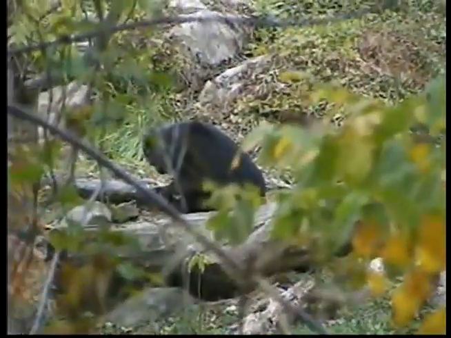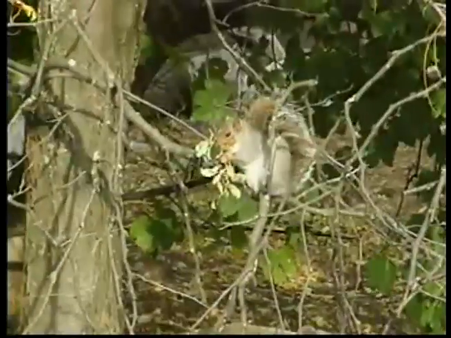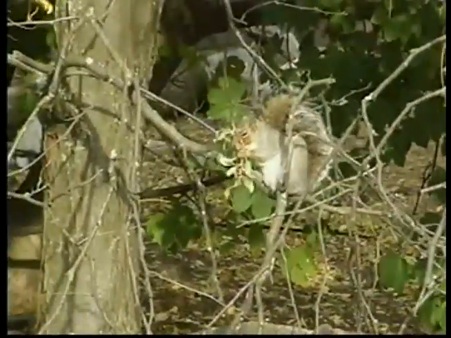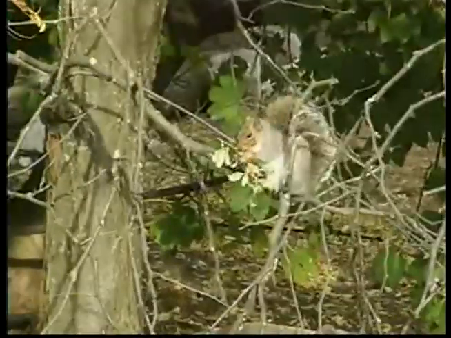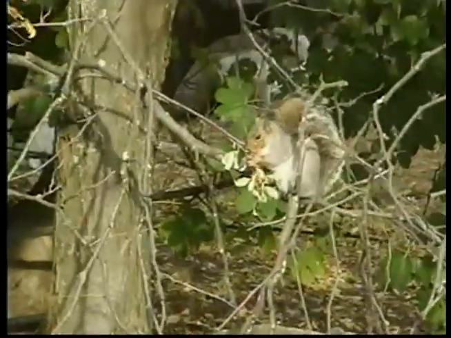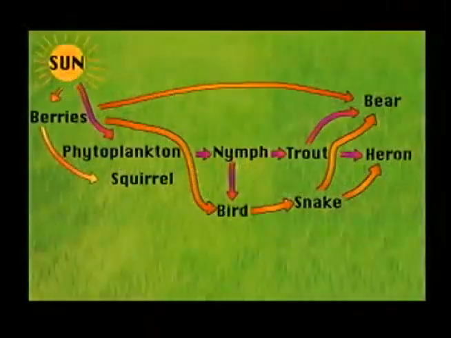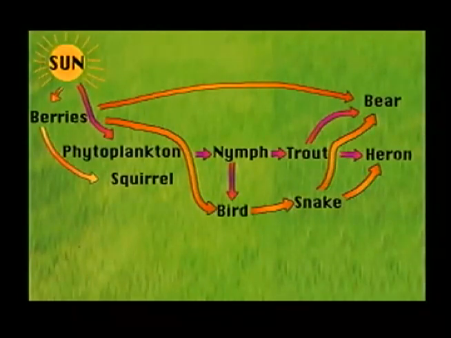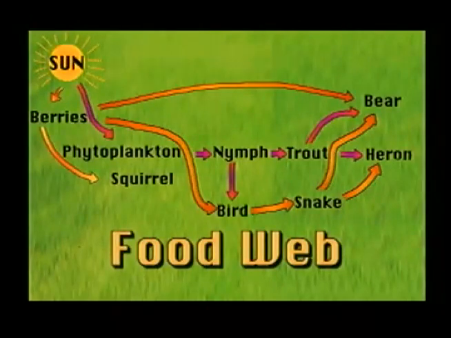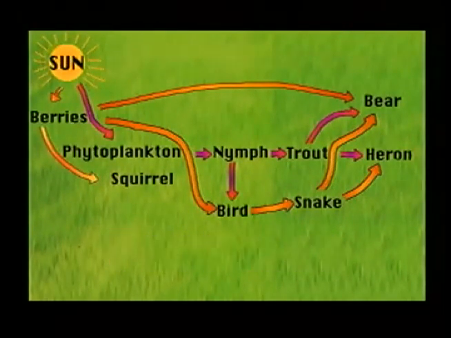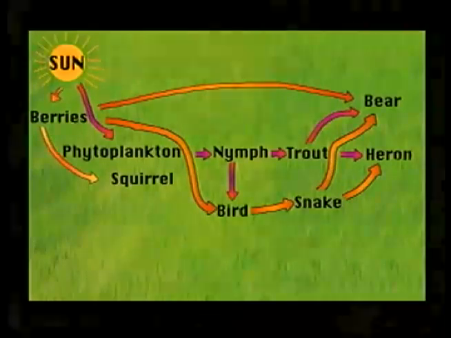It might also be possible for the bear to eat the berries or snakes. And suppose that this squirrel could serve as food to a bear or a snake, or it could also eat the berries. As you can see, our simple food chain quickly becomes a tangled web. We call this a food web. A food web is a much more realistic representation of what actually occurs in nature and represents many intermeshed food chains.